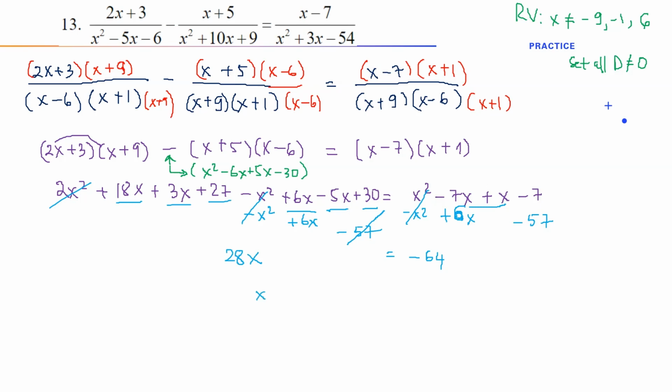Alright, now x equal negative 64 divided by 28. We have to simplify this one by a factor of 4. So that makes 16, that makes 7. We check for the restricted values, negative 9, negative 1, and 6. This one is different from those, so that will be the right answer.